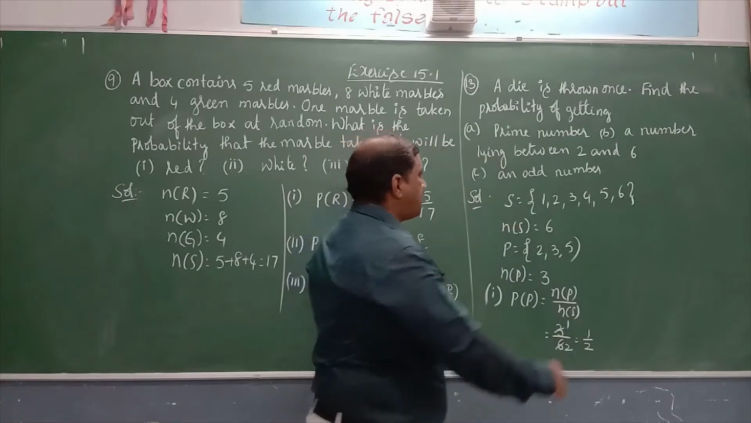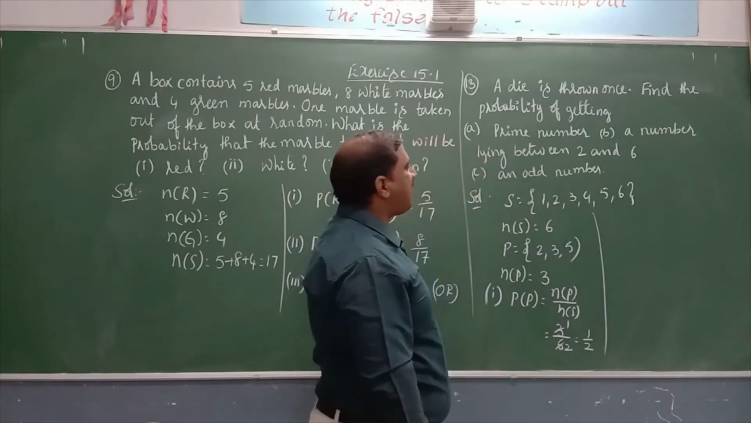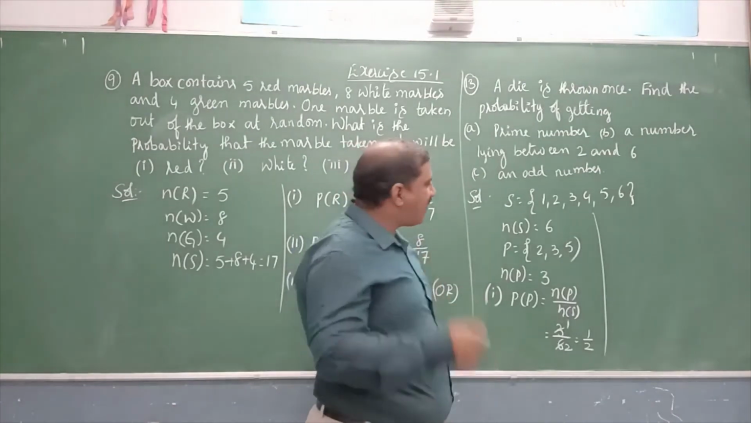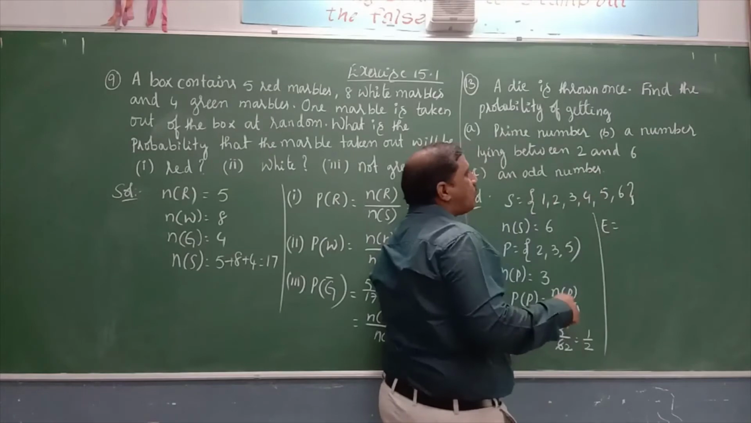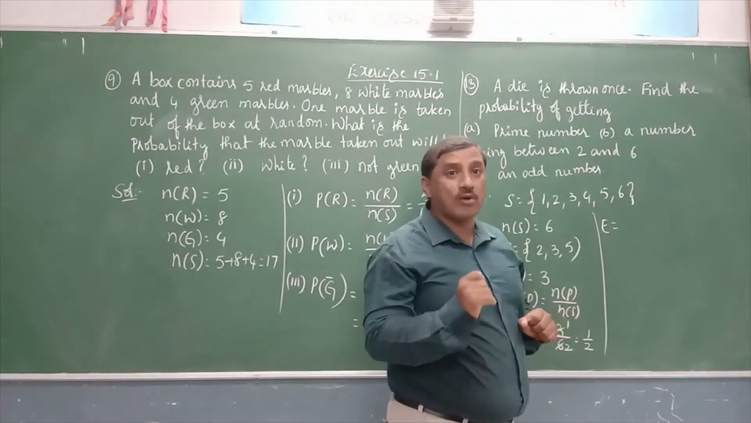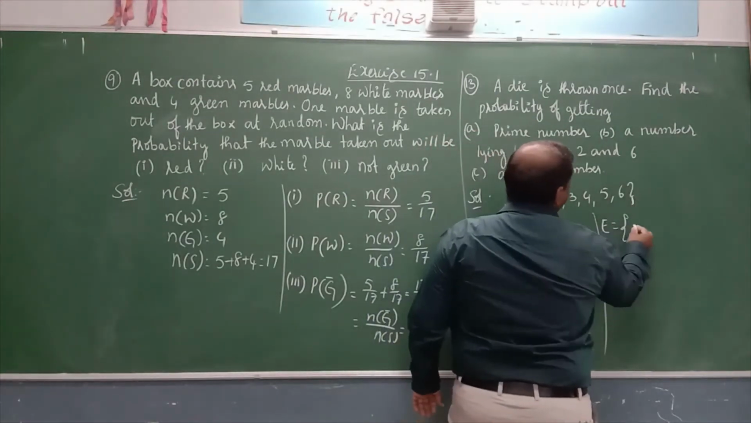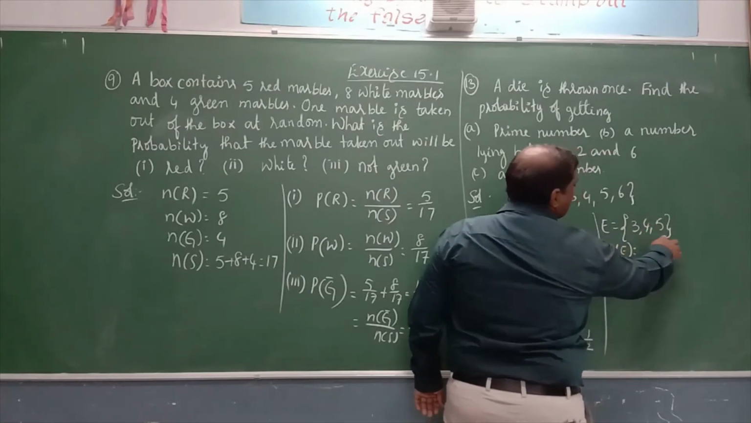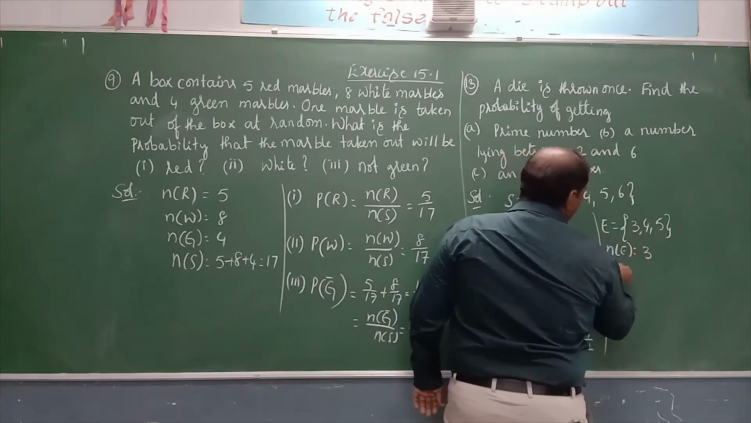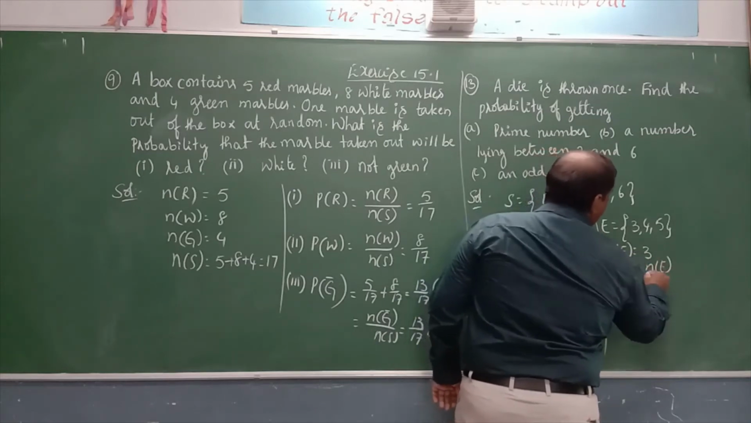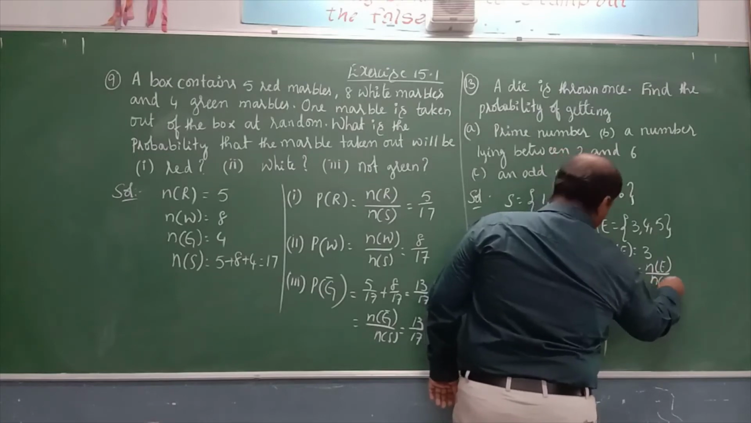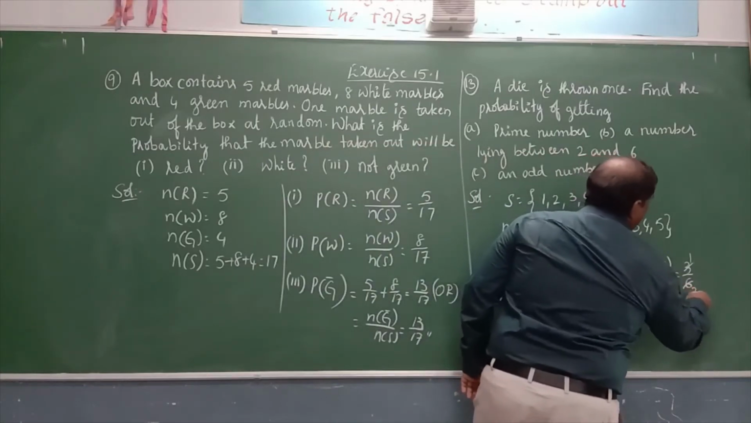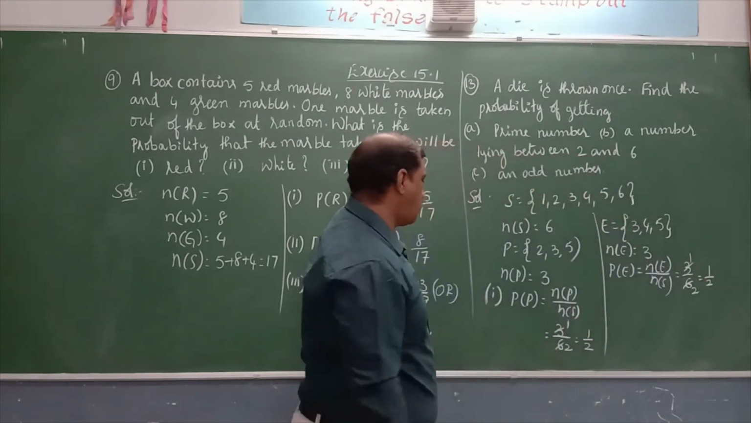Now similarly the second one, what is it? A number lying between 2 and 6. So what are the numbers which are lying between 2 and 6? Let that event be E. So E stands for numbers lying between 2 and 6. Between 2 and 6 means 2 and 6 both are excluded. So the numbers we have here are 3, 4 and 5. So n of E is the number of favorable outcomes of event E, which is 3. Therefore P of E is equal to n of E divided by n of S. N of S means the total number of possible outcomes, it is 6. That is equal to again 3 by 6. 3 ones are 3, 3 twos are 6. We get 1 by 2. This is the second one.